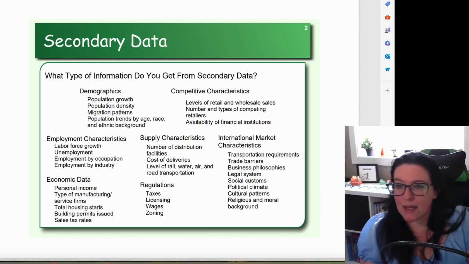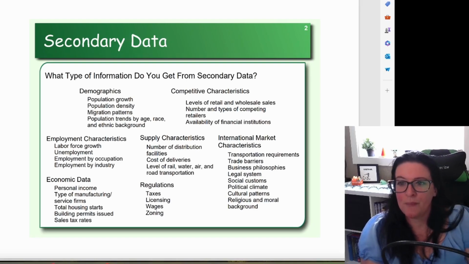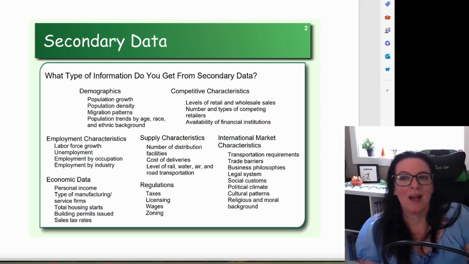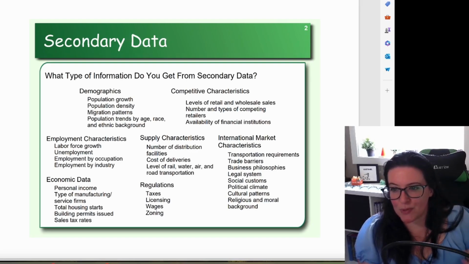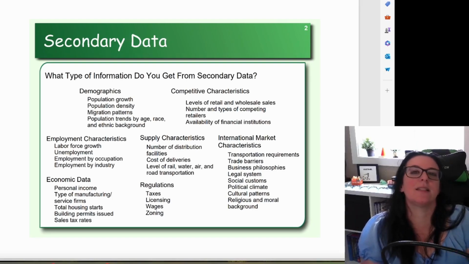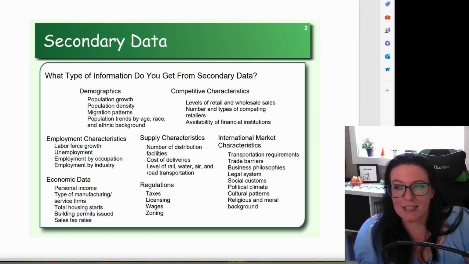We can get secondary data that looks at what's happening in terms of the business environment, the labor force, the unemployment rate, the industries, job growth. We can get other types of economic data, which include housing starts, what's happening with taxes. We could look at what's happening with people's income. We could collect information about changes in regulations, laws, taxes, licensing, zoning that might inform the decisions for an organization.